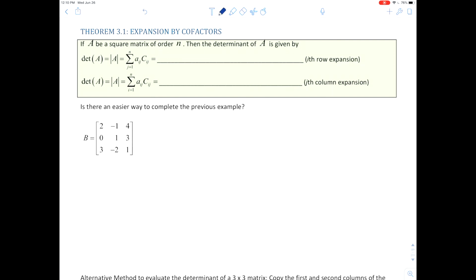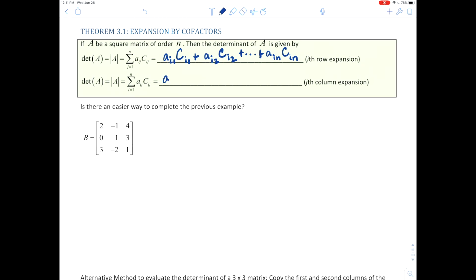So we'll have AI1, Ci1 plus AI2, Ci2 plus dot dot dot plus AIN, CIN. That's if you're going about a row, the ith row expansion. All right. Next up, the jth column expansion. So now you're going about I. The index of the summation is I.